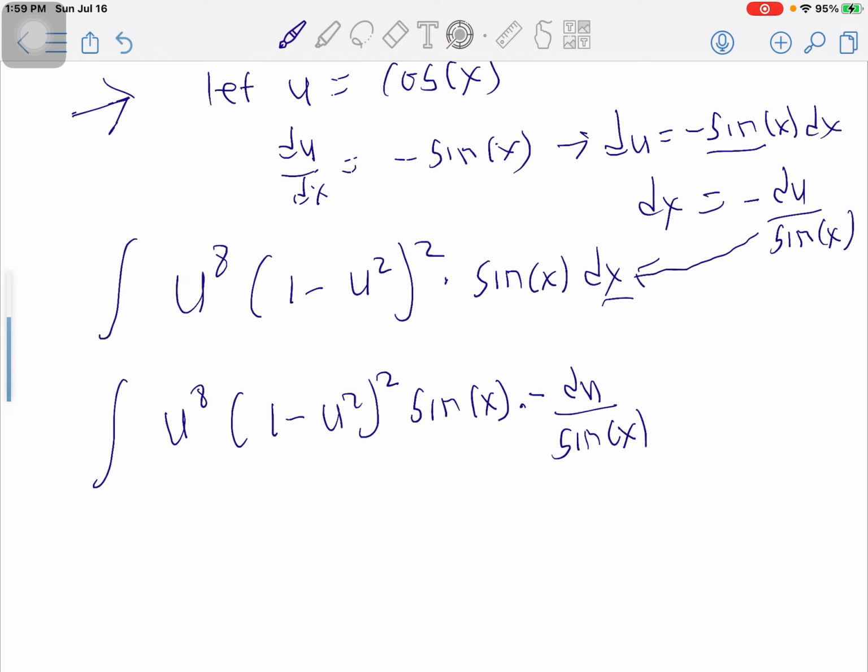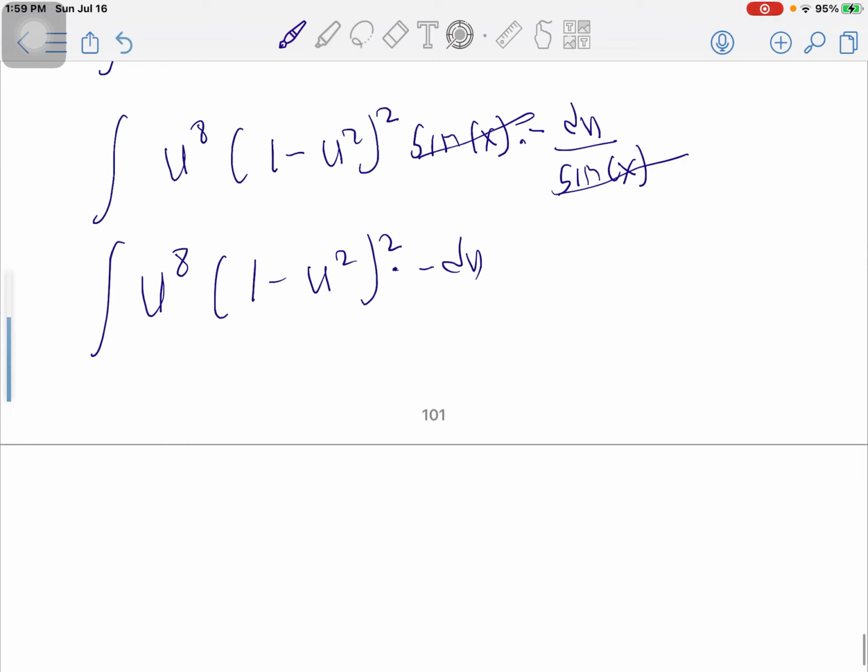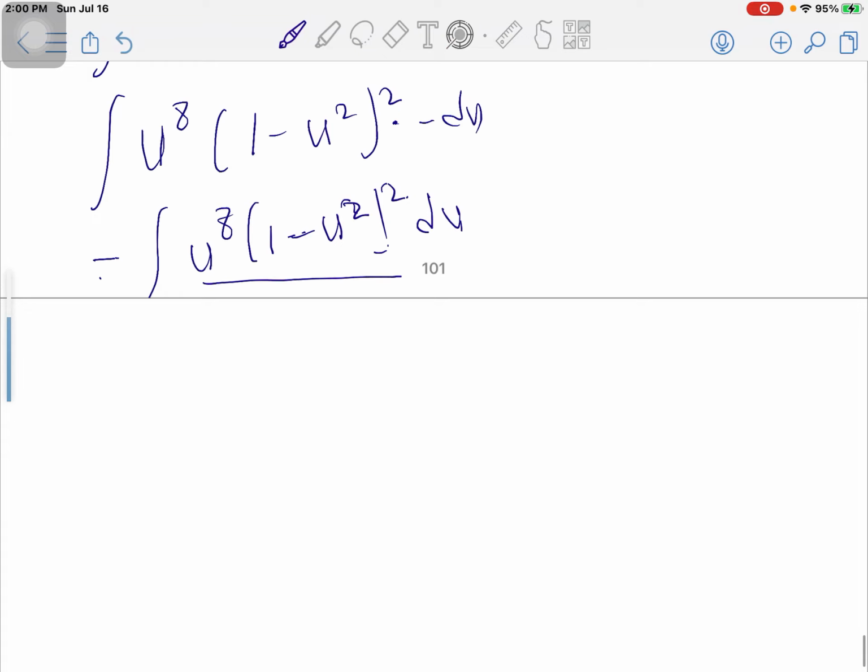So the dx is negative du over what? sin x. This is multiplied by negative du over sin of what? x. And in this case, this sin x will cancel this sin x. So we are going to get everything in terms of u, which is u power 8 into bracket (1 minus u squared) all squared, multiplied by negative du. And then when you bring the negative out, we get negative integral of u power 8 into bracket (1 minus u squared) all squared, du.